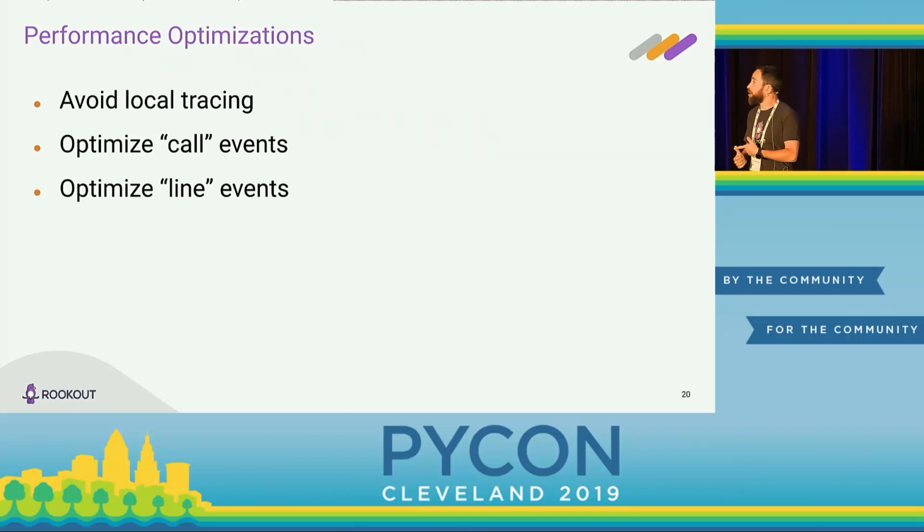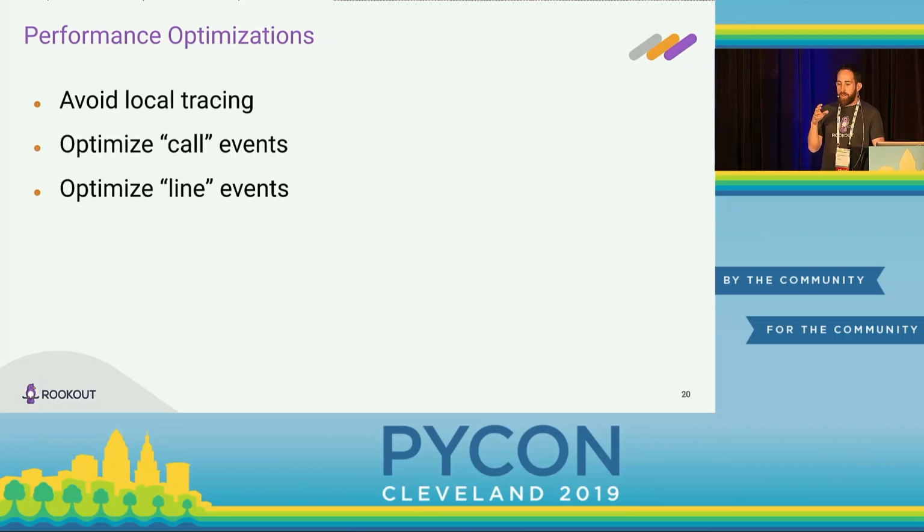The second part is optimizing the call events. Whenever the global trace function is called to determine whether or not we should trace a function, we need to make the decision as fast as possible. The faster we make it, the less overhead we have. And third but not least, once we've gone into local tracing, once we are looking at a specific function, we want to determine very fast if this line is a breakpoint or not. If it is, we need to stop. If it's not, we need to resume execution as fast as possible.